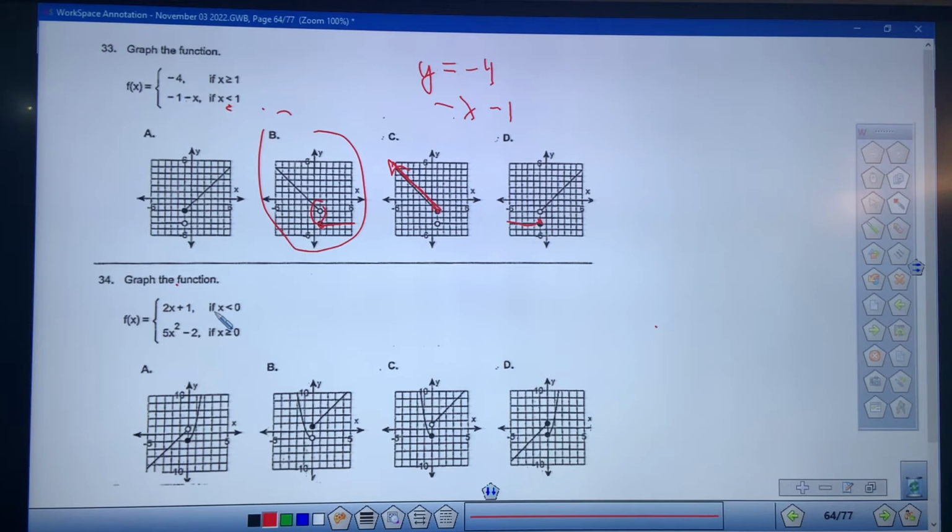All right, to the left of 0. So it's going to start at 1, and the slope is going to be up 2 over 1. Open circle on it. That's the curve first. That's a closed circle on the line. It can't be that one. It has to be choice A.